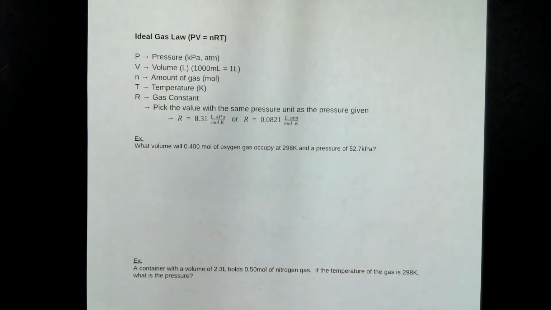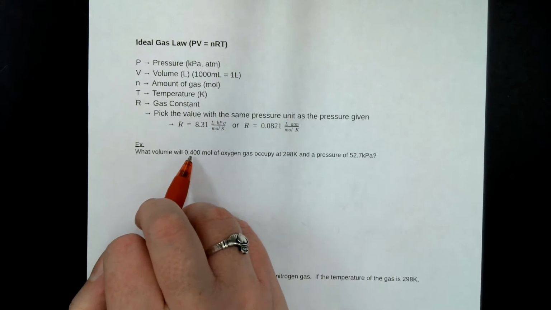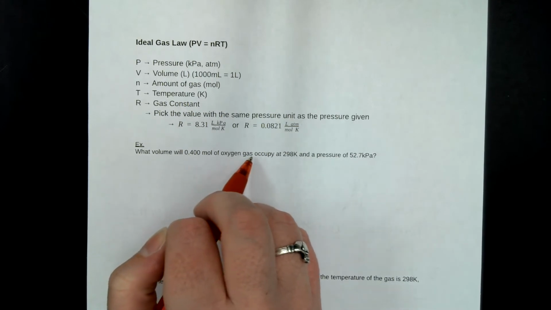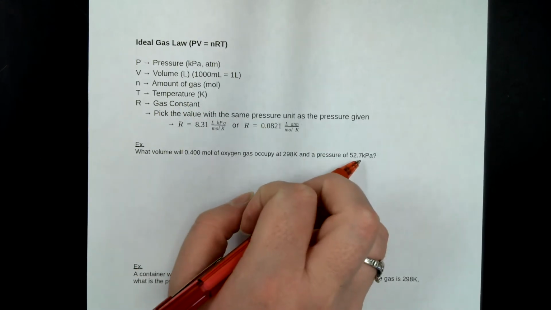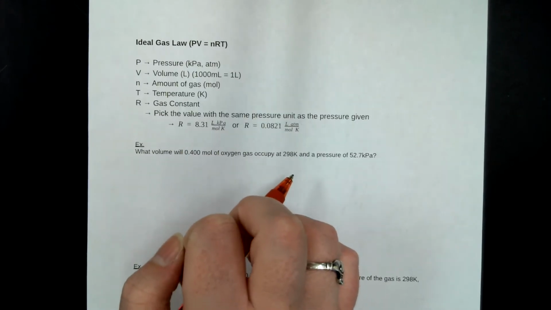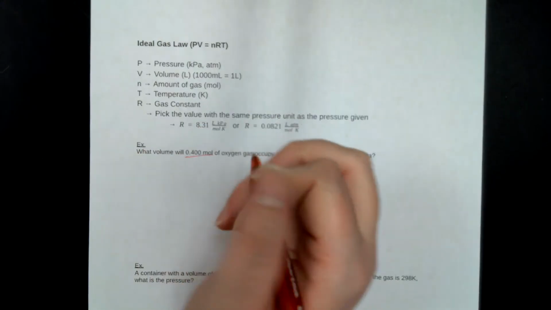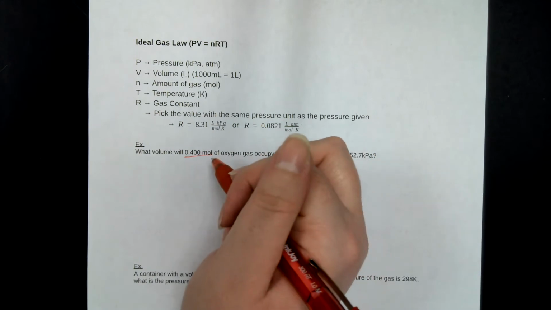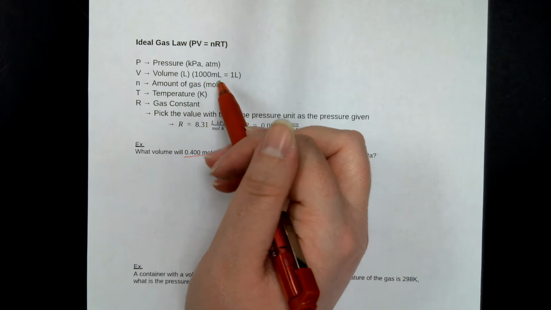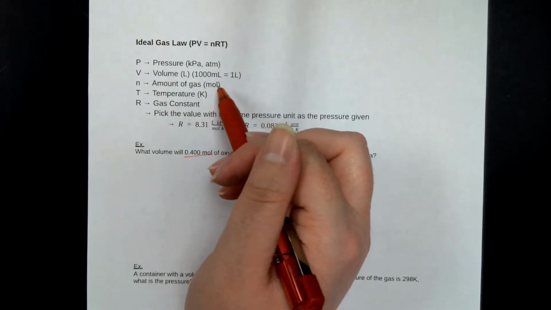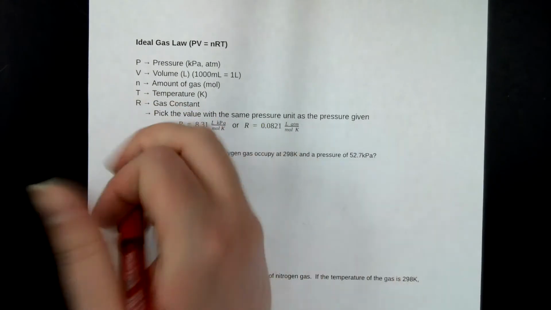So let's look at a few examples. This first one here says, what volume will 0.400 moles of oxygen gas occupy at 298 Kelvin and a pressure of 52.7 kPa? So our first given is 0.400 moles, and this is that new variable n, and I can recognize that by the unit. The unit mole will always refer to the variable n.